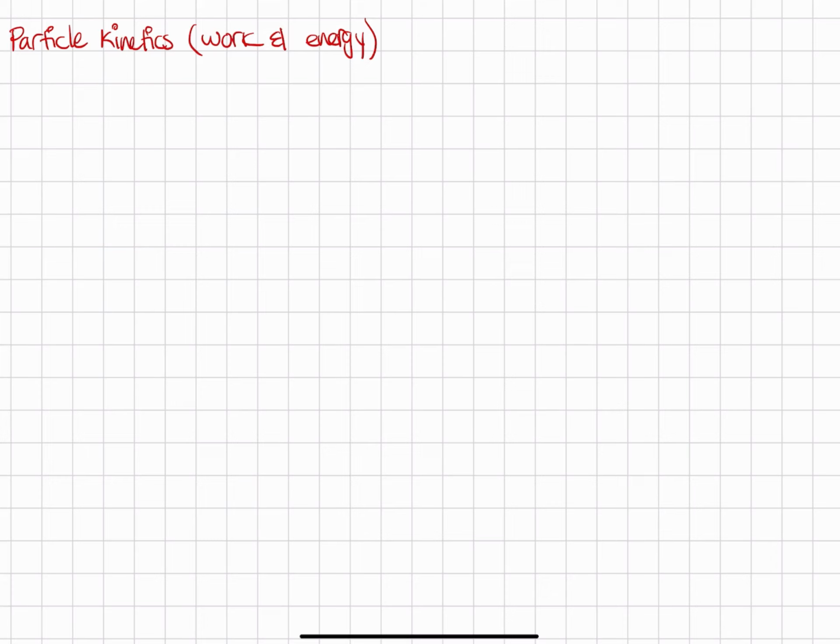Okay, we're talking about particle kinetics today, and in particular, we're going to discuss the work and energy method. So what is work? We can say work is done whenever we have a displacement in the direction of applied force.